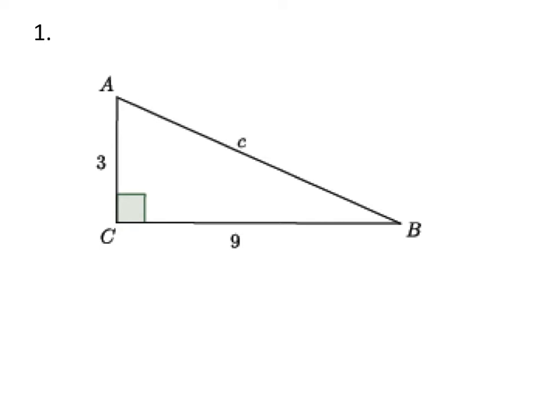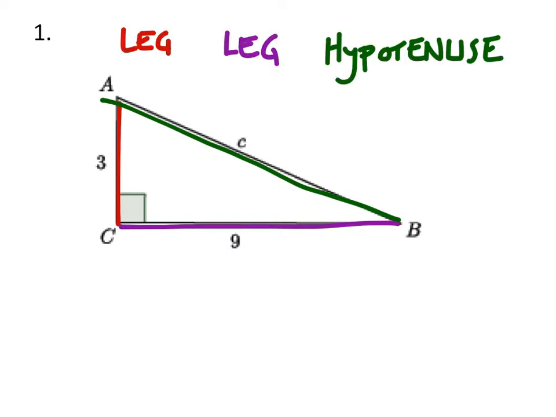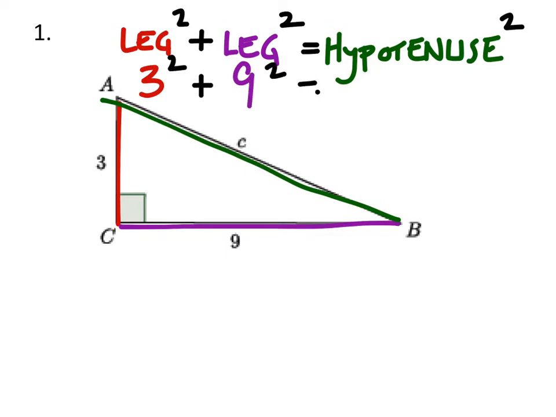So instead of drawing the square on this one, we do want to find the hypotenuse. I'm just going to point out this red length is a leg, this purple one is a leg, and the green is the hypotenuse. If I take the square of the legs and add them together, I would get the hypotenuse squared. The red length is 3, and the purple length is 9. If I square those and add them, then I get the hypotenuse squared, which is just c to the power of 2.